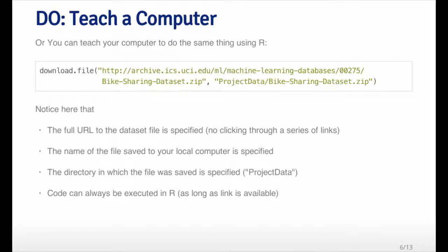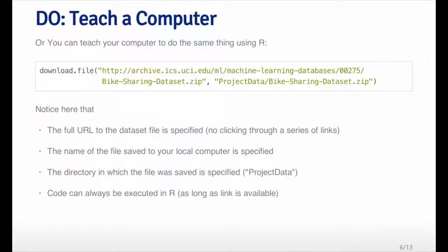The example has some advantages, because first of all, you'll notice that the full URL to the data set is specified, right? So there's no ambiguity there. You don't have to click on the website and then click on the folder and then click on the zip file. You get the whole URL to the data set. It's right there. It's very specific.